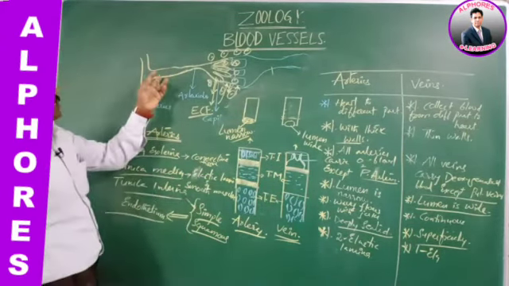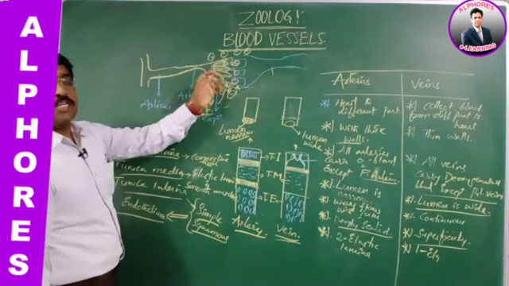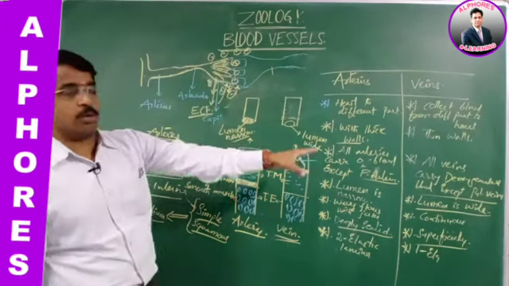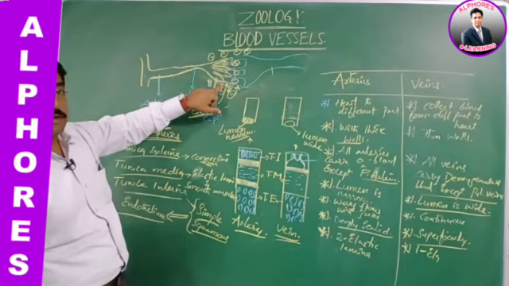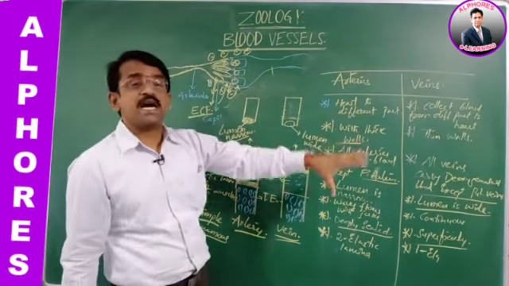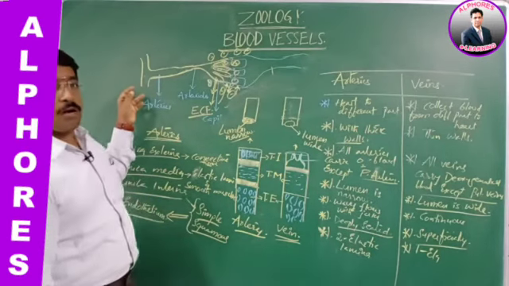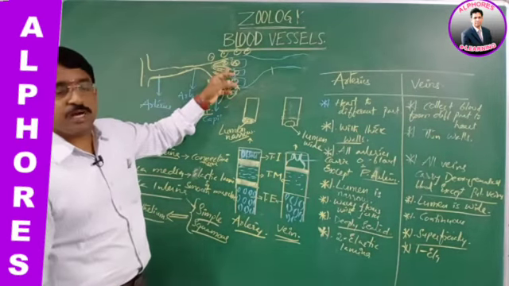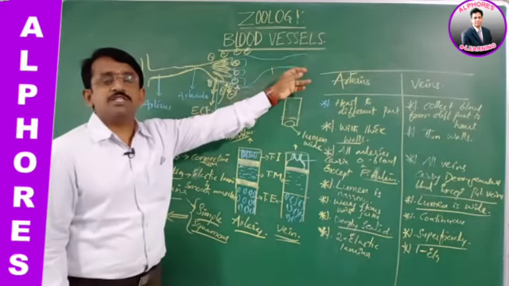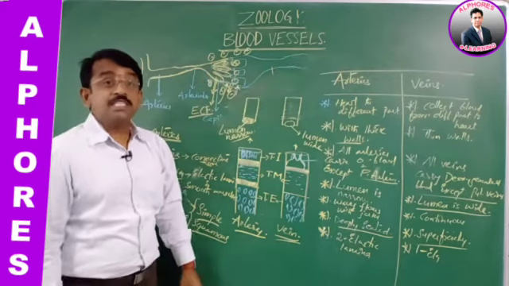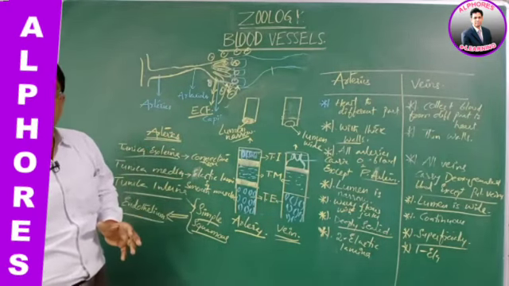And look at this diagram. Arteries end in capillaries, whereas veins start with the capillaries. Arteries progressively decrease in diameter, and veins progressively increase in diameter. These are the differences we see in the case of arteries and veins.